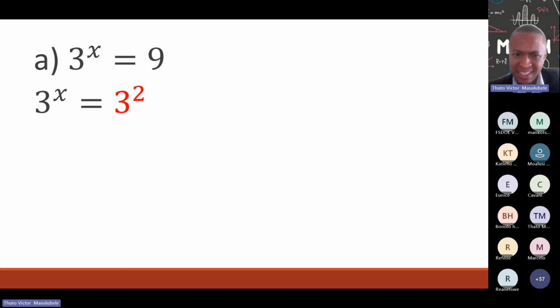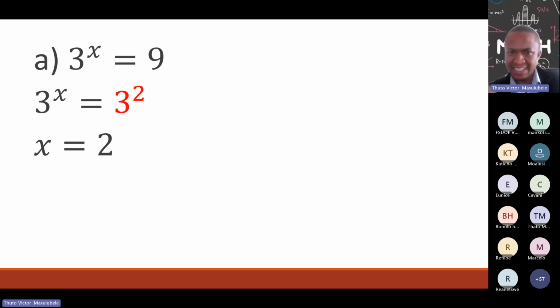Now, once the bases are the same, grade 8 learners, all you need to do is to now equate the exponents. Realize that the exponent on the left-hand side of the equation is x, and the exponent on the right-hand side of the equation is 2. So what we do is that we simply equate the exponents, and by doing that, we would have found the value of x. So therefore, x will be equal to 2.